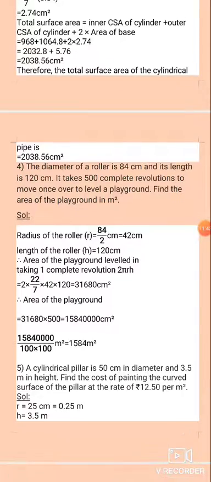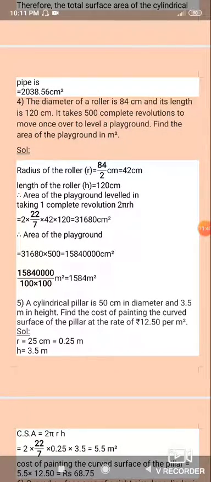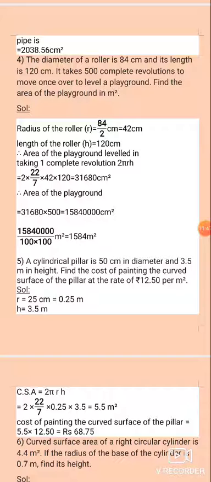Now the next question. A cylindrical pillar is 50 centimeter in diameter and 3.5 meter in height. Find the cost of painting the curved surface of the pillar at the rate of rupees 12.50 per meter square. Direct question. Easy one is there. The radius is given as 25 centimeter, which is 0.25 meter. Now height is 3.5 meter. Next, CSA is equal to what?